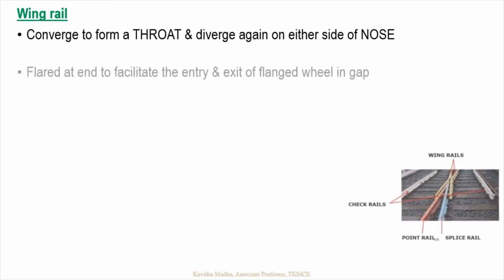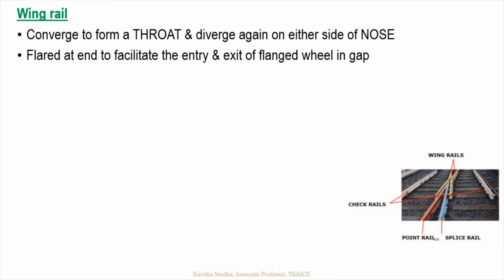I already explained to you the different components of a crossing. Let me give you the definition of each of these. First is the wing rail. The wing rail converges to form the throat and diverges again on either side of the nose. So here in this figure, the yellow one is known as the wing rail. It's flared at the end to facilitate the entry and exit of the flange wheel in the gaps.